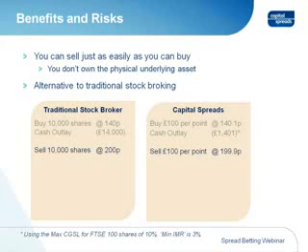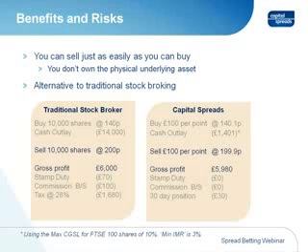Let's assume that the share price goes higher and we sell at 200p. Again, there's a small difference in the price with Capital Spreads. But the difference is with the costs. Firstly, you make a better gross profit with your stockbroker, but you have to pay stamp duty on the purchase of the stock. You do not have to pay stamp duty on a spread bet, obviously subject to tax law. And you pay commission to your stockbroker, buying and selling. You don't do that with Capital Spreads.